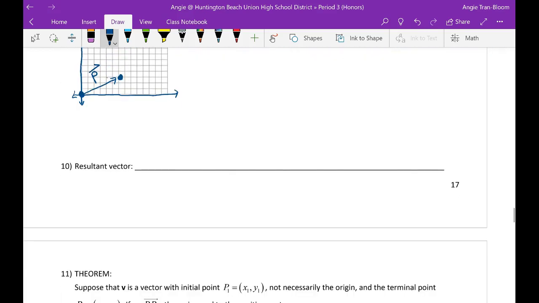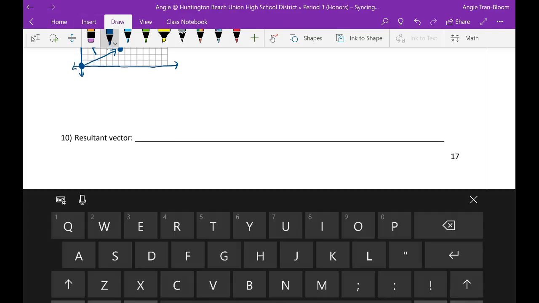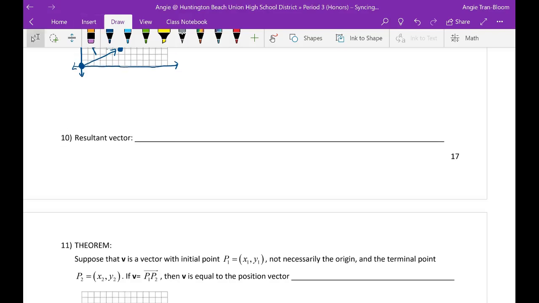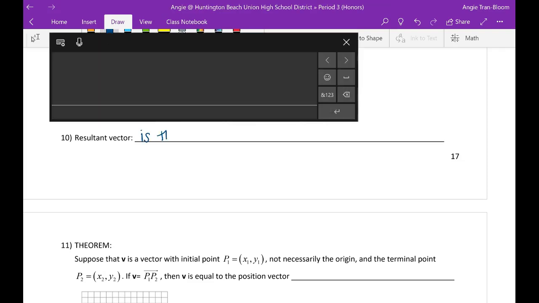All right, resultant vector. Because later we will be solving applications and it's going to ask for the resultant vector. So the resultant vector is the combination of 2 or more vectors.